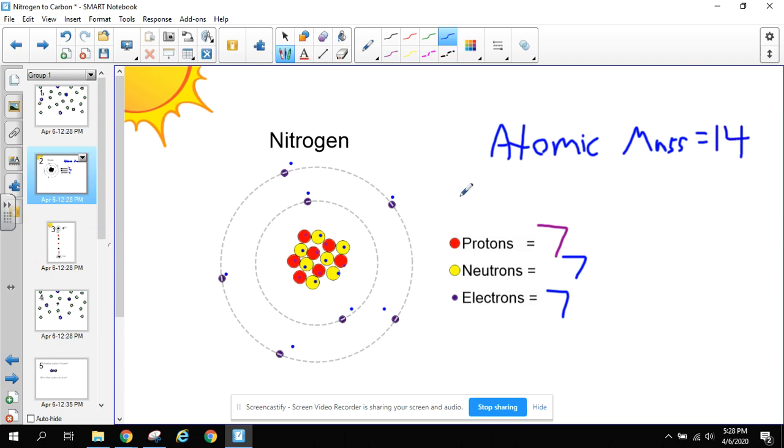Now, to sound fancy, like you're a chemist, most chemists wouldn't say just nitrogen. They'd actually put that mass at the end, call it nitrogen 14. It describes that nitrogen atom just a little bit better than just saying nitrogen.